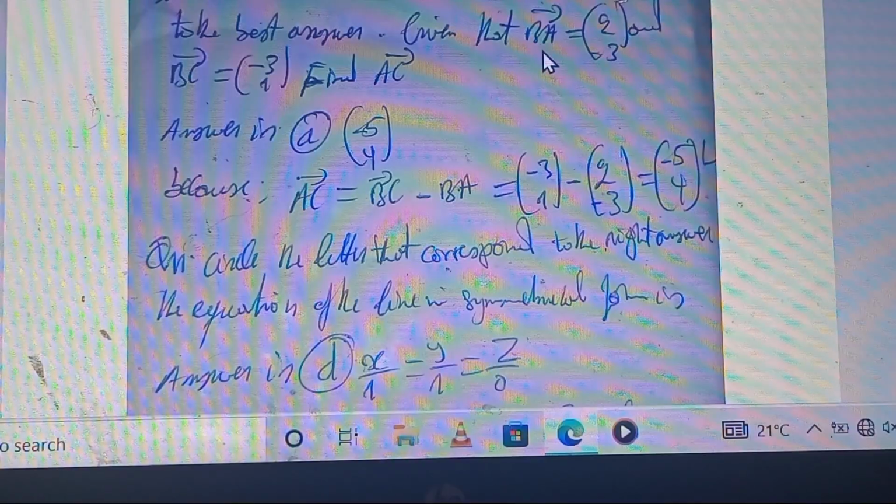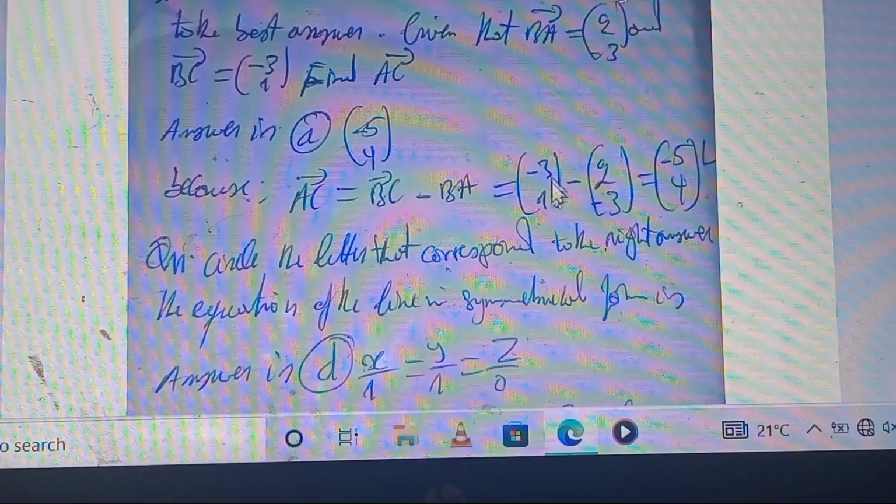So you give us BA and BC, then we are asked to find AC. Here, the correct answer is A, minus 5 and 4. Let me show you how I get it. AC is equal to BC minus BA. Yes, that is the formula.